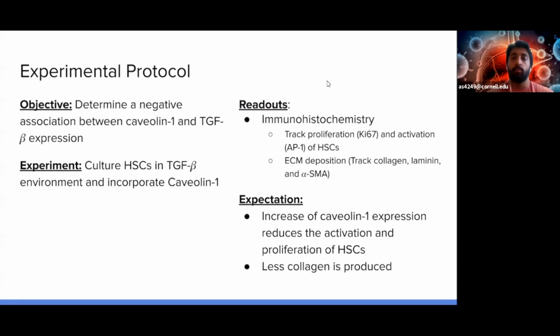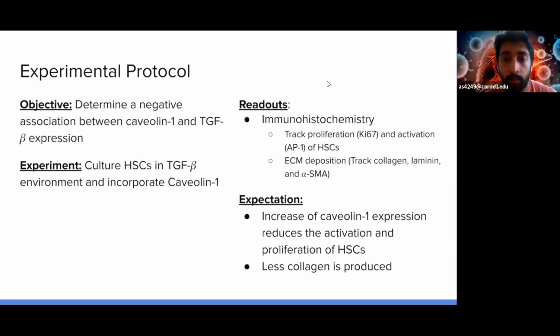So now that we're able to characterize our cells, we're going to move into our experiment. Here, we want to first identify whether we have an association between caveolin-1 and TGF-beta expression. So what we're going to do is culture the hepatic stellate cells in a TGF-beta environment and incorporate caveolin-1 into the media. By doing so, we're going to see the effects of caveolin-1 on the TGF-beta expression and also the activation and proliferation of hepatic stellate cells.